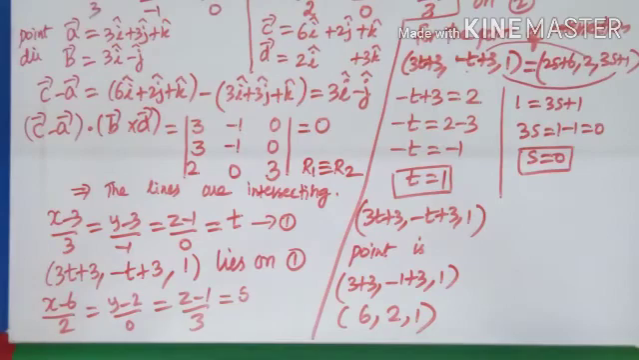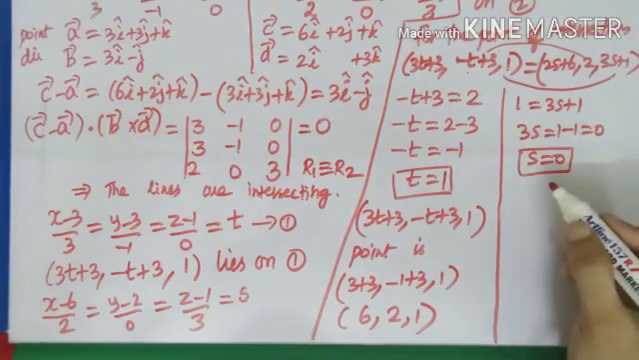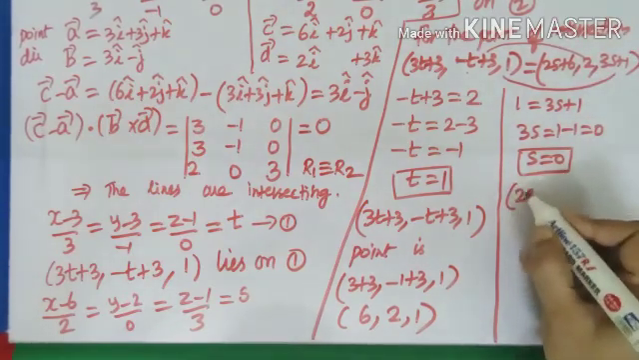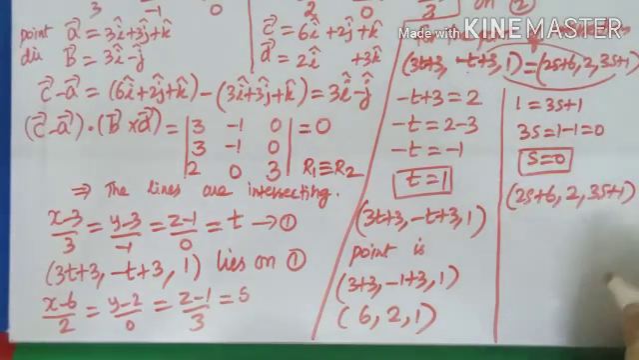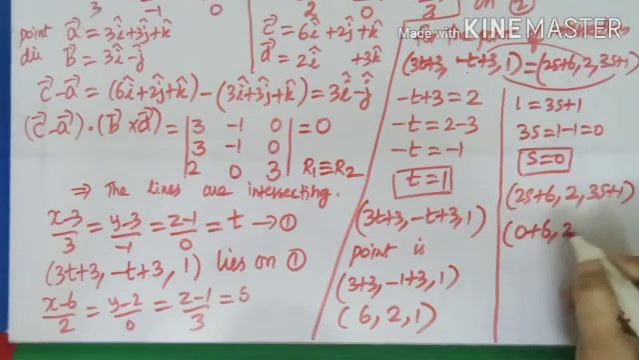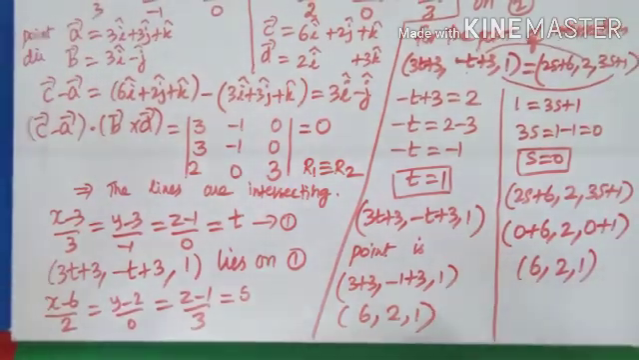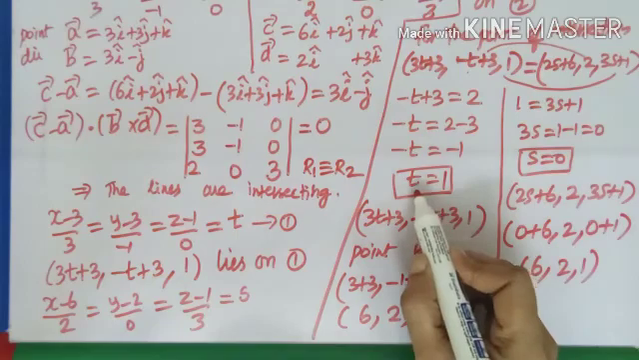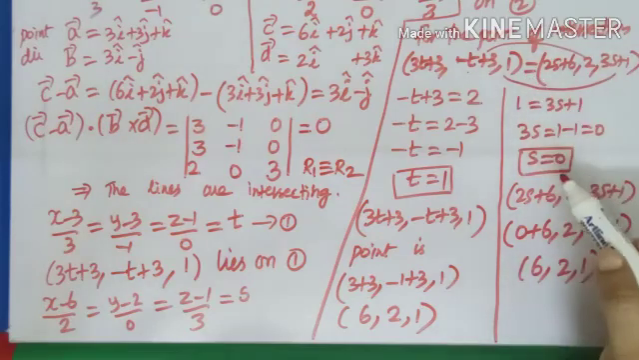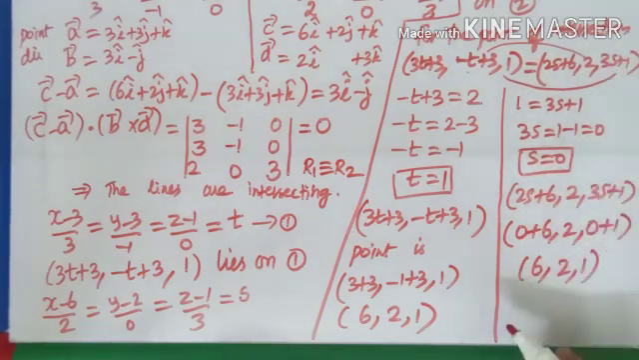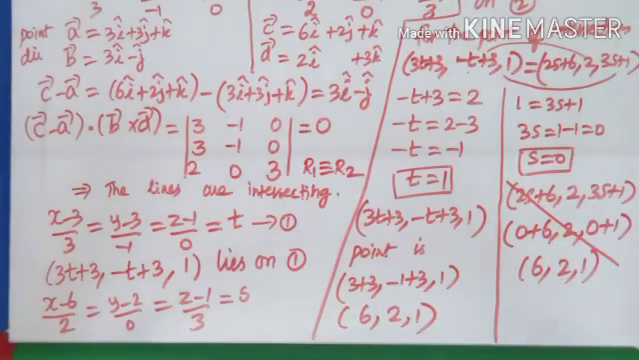So what is the point that we get? 6, 2, 1. If you want, you can cross verify by putting s equal to 0 here. So what is the point? (2s plus 6, 2, 3s plus 1). This is extra, only for verification. So 0 plus 6, 2, 0 plus 1. My answer is still 6, 2, 1. So in future problems, either s or t, any one you find is enough. If I find t, put it in the t coordinates. If I find s, put it in the s coordinates. The answer is one and the same, so this is not needed. Any one is enough for us.